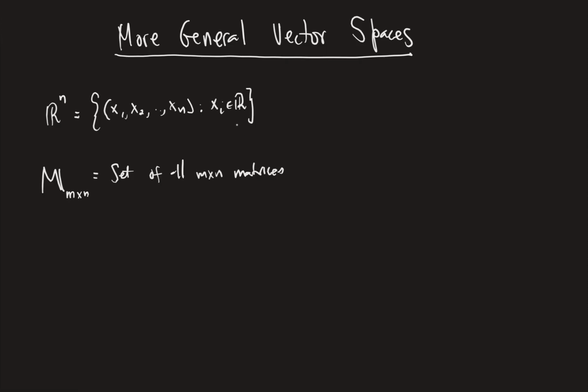Now, just like how we specified over here that the entries must be real numbers, if we wanted to specify that the entries in our matrices are real numbers, we could do something like this. I'm just going to change my font a little bit. So we've got M sub m by n, and if I wanted to specify real numbers, I would put parentheses and put our symbol for real numbers there. So this would be the set of all matrices with real entries.